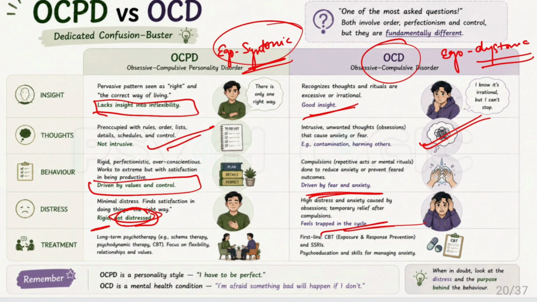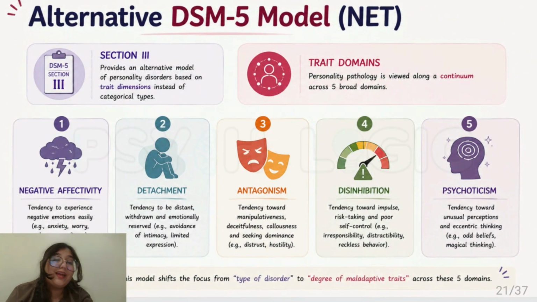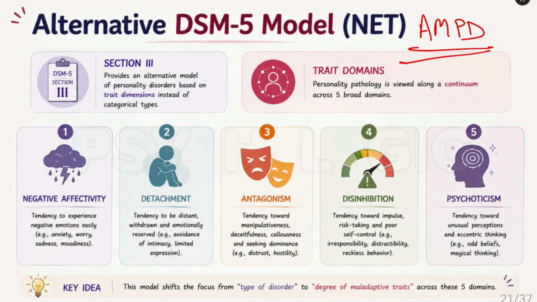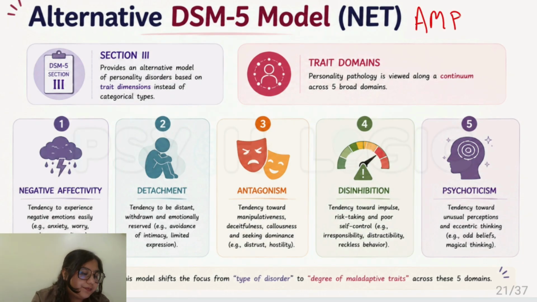Okay, and we have already discussed OCD treatments, and for OCPD, it's long-term psychotherapy focusing on flexibility, relationships, and values. With this, we are done with our personality disorders. We have discussed all three clusters in detail. Now, before we leave the topic of personality disorders, there's one final concept that you should know: the DSM alternative model for personality disorder, also known as AMPD.